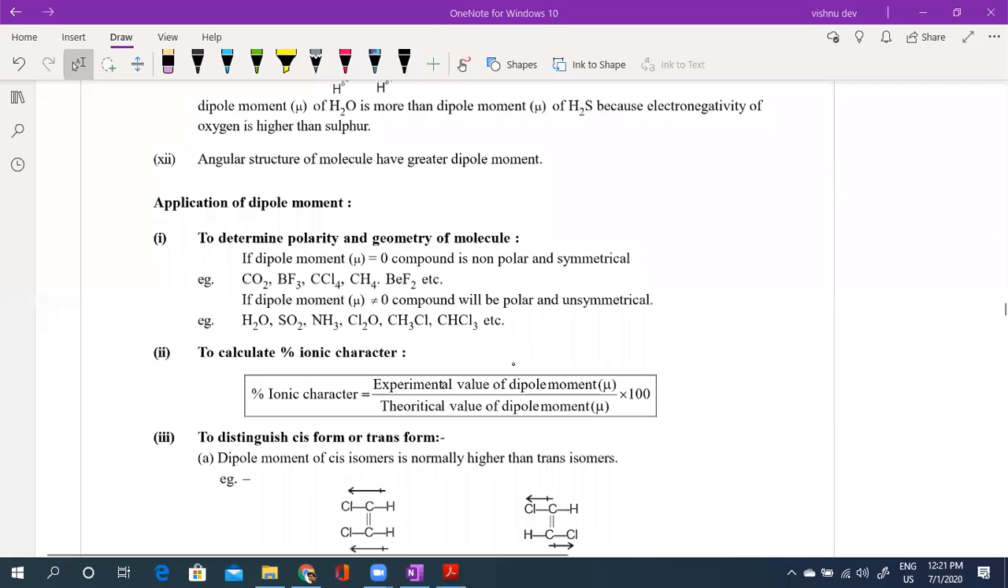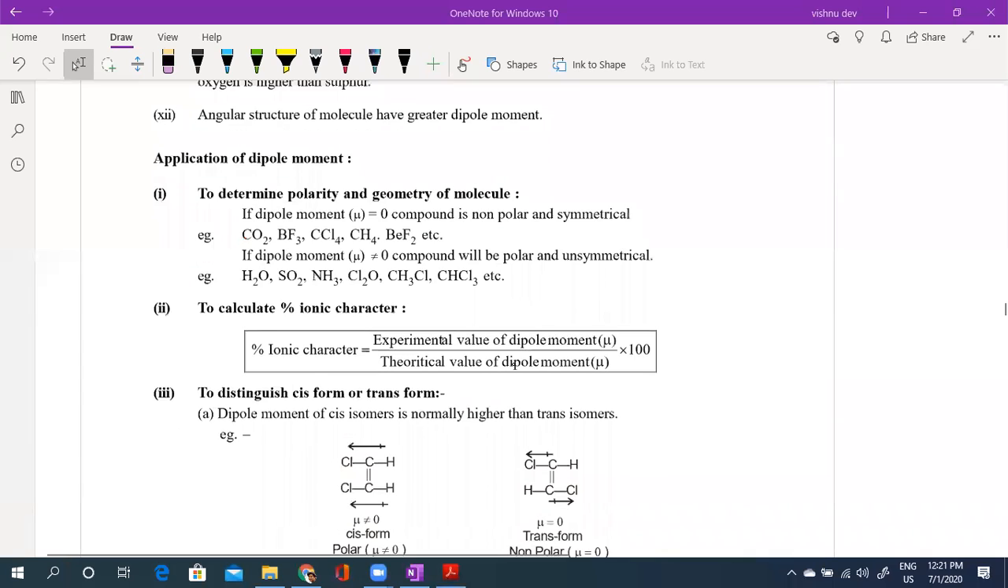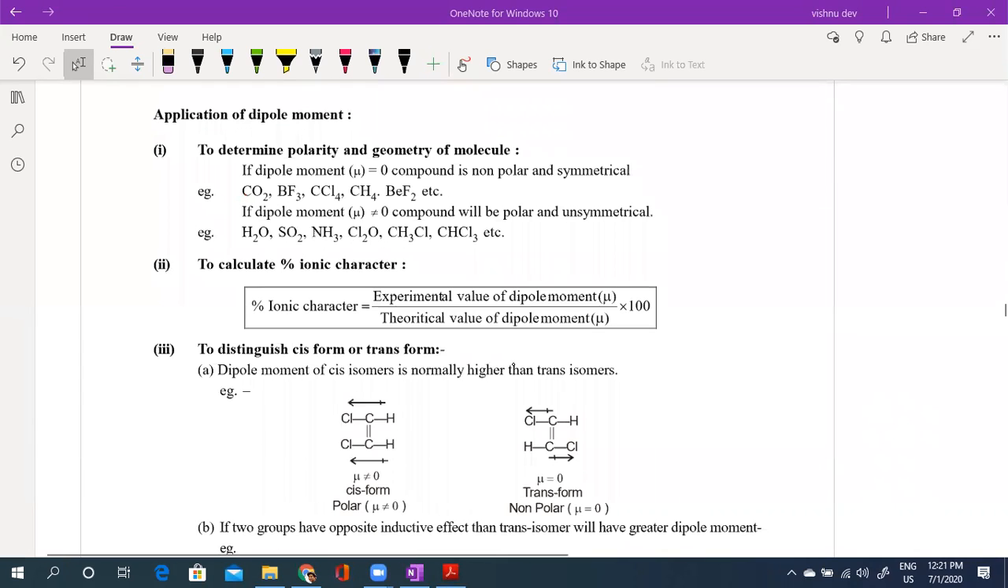Now, applications of dipole moment. You have to remember, dipole moment means polarity. Dipole moment high, polarity high. Polarity high, percentage of ionic character high. Percentage of ionic character high, stronger attraction, more intermolecular force of attraction, then higher boiling point. You should remember it like this.